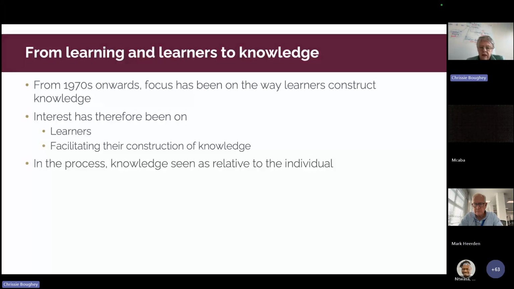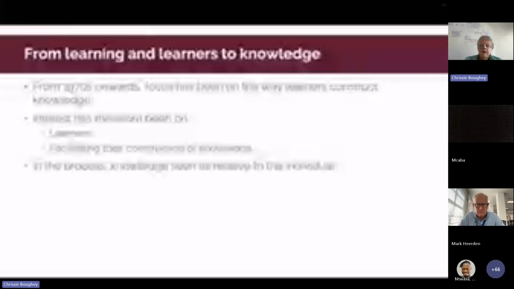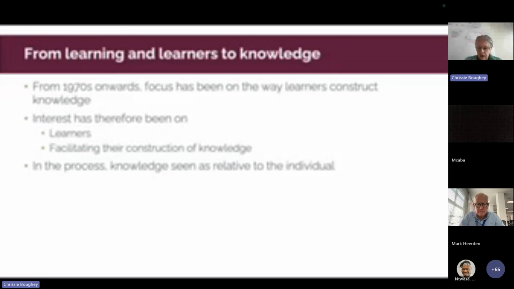If we look at the first, the shift from learning and learners to knowledge, you have to go back some time to the 1970s onwards. What happened then, and you can locate it to a large extent in Michael Young's new sociology of education, was a focus on the way learners construct knowledge.